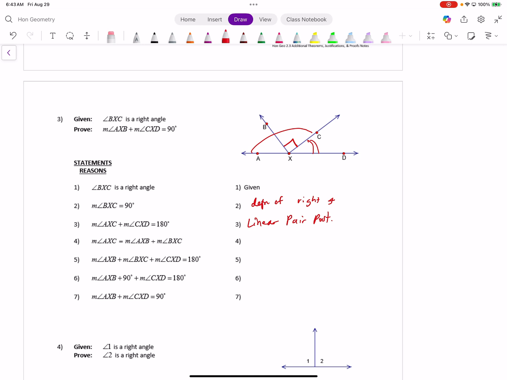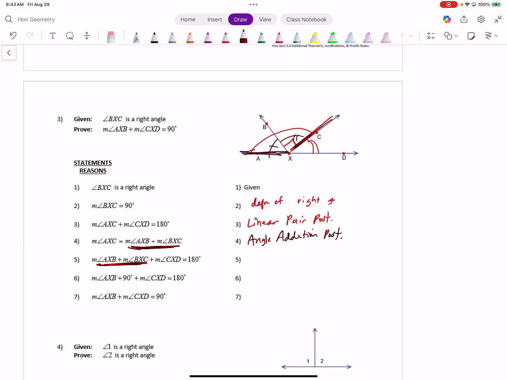Then we could go, let's see, measuring AXC. So this one, let's do a different color. The measure of angle AXC is the measure of angle AXB, so this one right here, plus BXC. Okay, that's the angle addition postulate. So what do we want to do now? Measure AXC, AXB, BXC. So they're doing AXB plus BXC. Okay, so there's that.